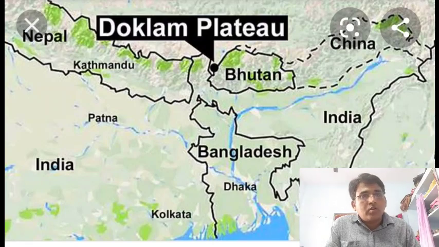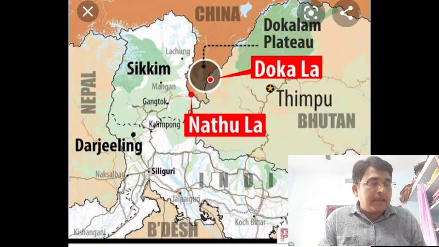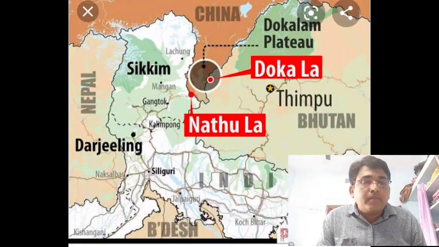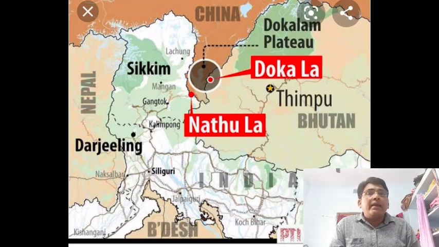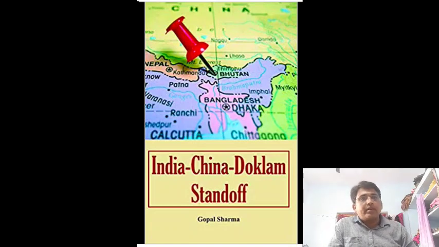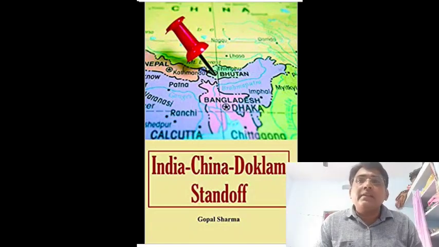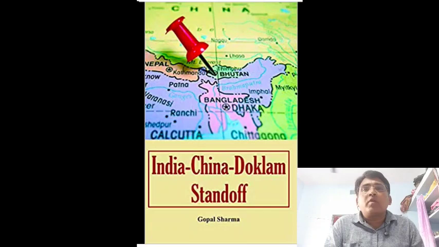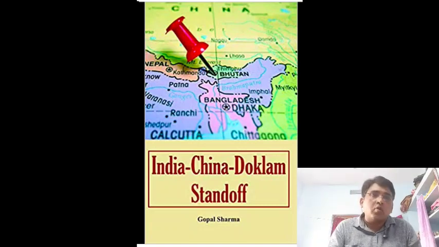Doklam is also called Chicken's Neck. This is an area disputed between China and Bhutan. It is located at the tri-junction of Bhutan, India and China. In 2017, the Chinese were trying to construct a road there. Indian troops, in aid of their Bhutanese counterparts, objected to it. Briefly, this is the Doklam issue.